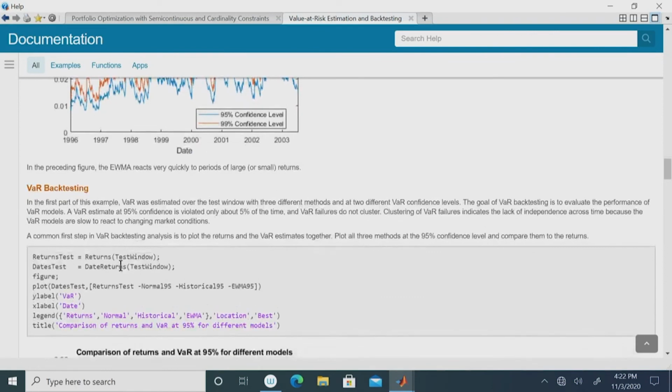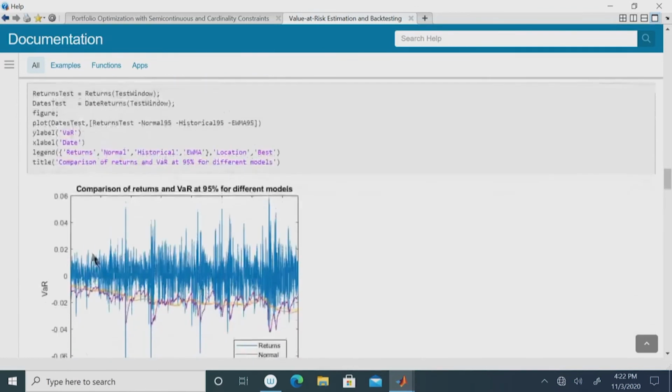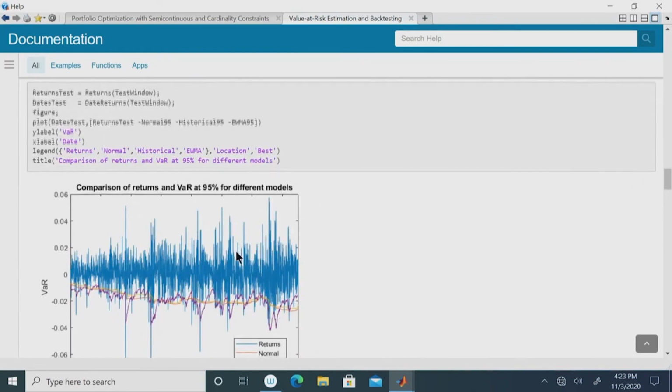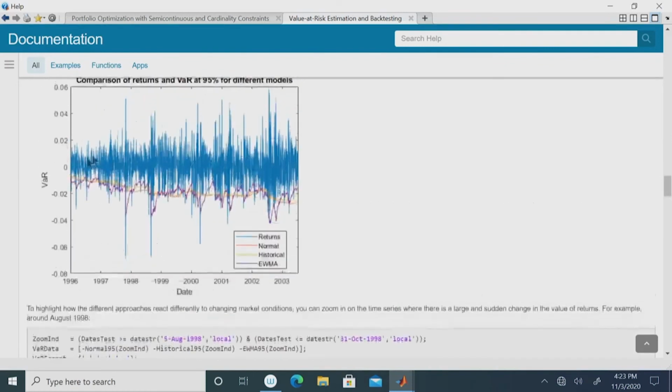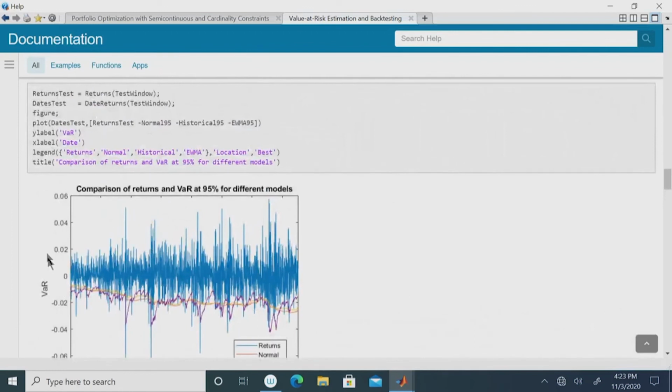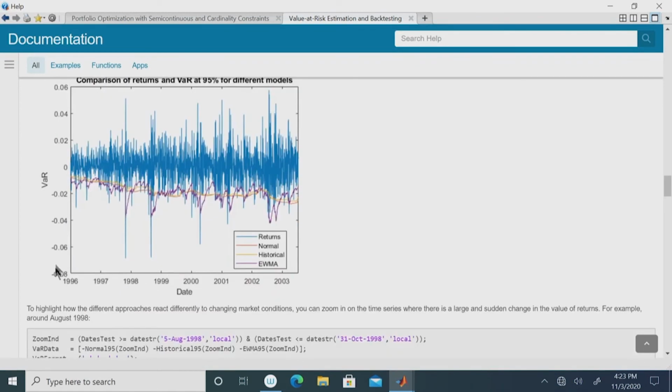So, what you do here is the following. A common first backtesting analysis is to plot the returns and the VAR estimate together. So, you plot the VAR estimate, and at the same time you plot the returns. An example of this is a comparison of returns and the VAR at 95% using the various different models. Now, this looks like a very spiky and very volatile graph, but you will get better clarity if you zoom in.